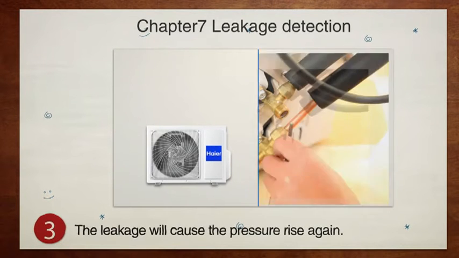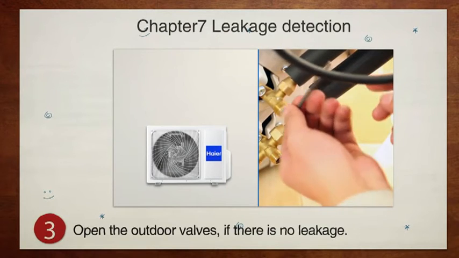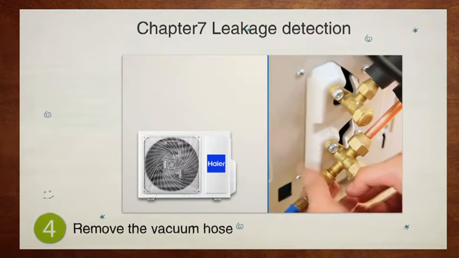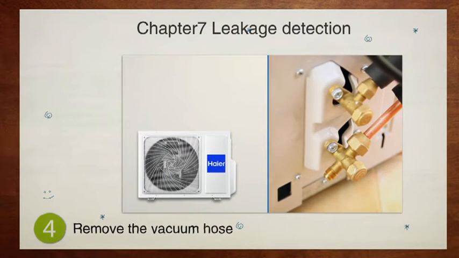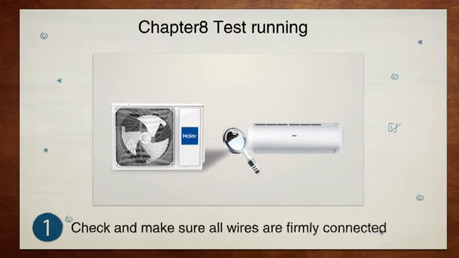The leakage will cause the pressure to rise again. Open the outdoor valves if there is no leakage. Number 4. Remove the vacuum hose. Chapter 8. Test running. Number 1.